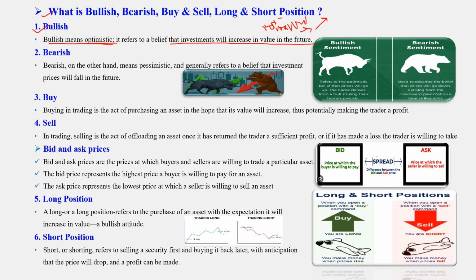As mentioned in the image also, it refers to the optimistic belief that prices will go up. The name derives from a bull striking its horns upwards. Bullish means the bull striking its horns upwards, meaning the market will go up, right? Here also, this is called bullish.